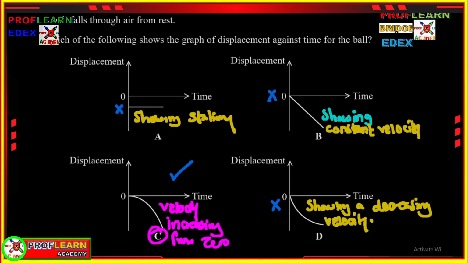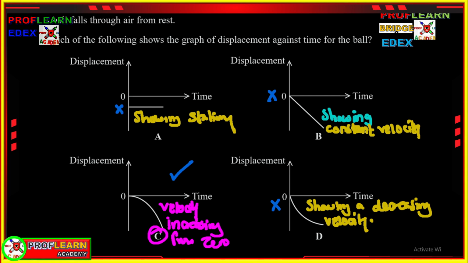Now we need to look at motion graphs. The first graph is a displacement time graph. This is showing the object is stationary. We have the second graph. This is an object that's moving from rest. Yeah, the object is moving from the initial position, and that is moving at a constant velocity.